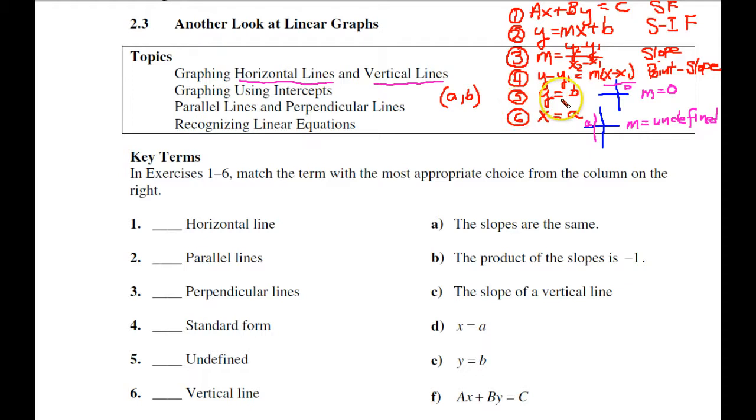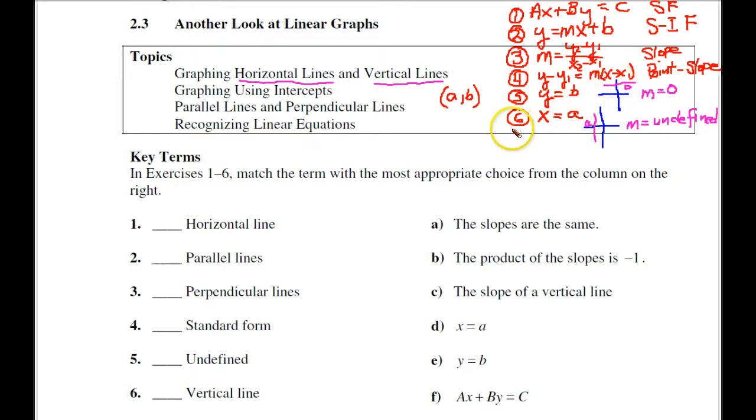Again, y equals b is the generalized formula for the horizontal line. Y equals 6. 6 is the y-intercept. It would be a horizontal line going through point B, which is 6.